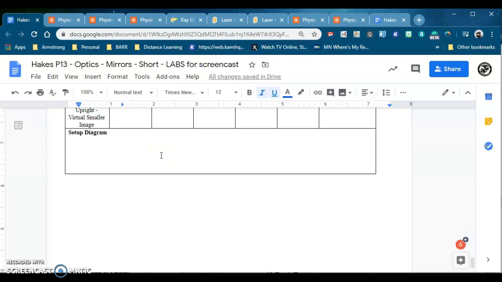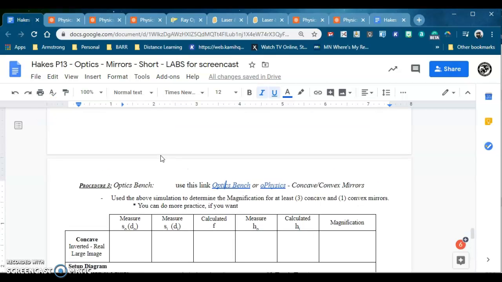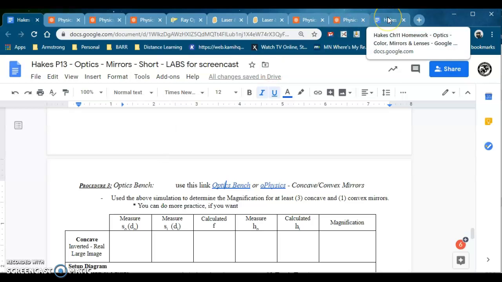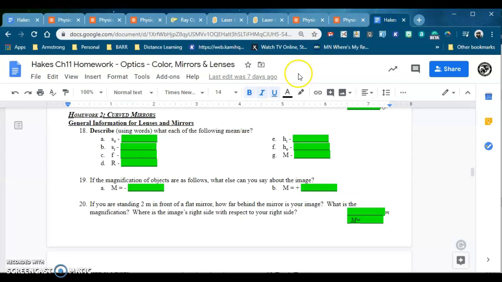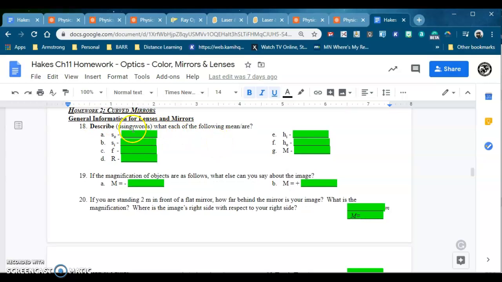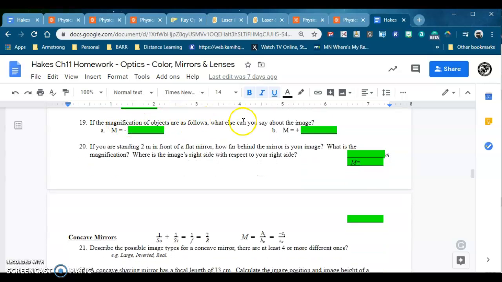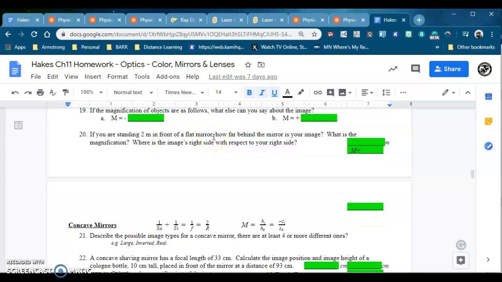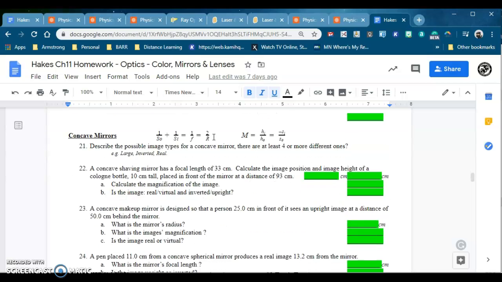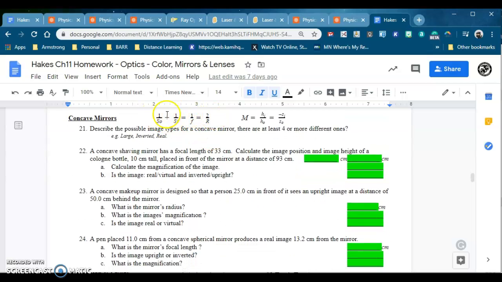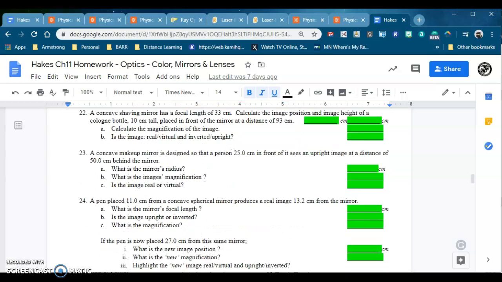Alright, so hopefully that helps get a little bit through the mirror part. And once you have the lab part done, go over to the homework, and you can start on homework 2 with curved mirrors. And the first part is, what do these terms mean? How do you determine magnification? What does the image look like? All right, and work your way through. And here again, we're going to use these to answer these questions.